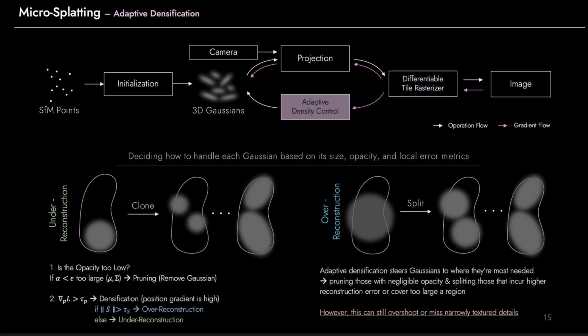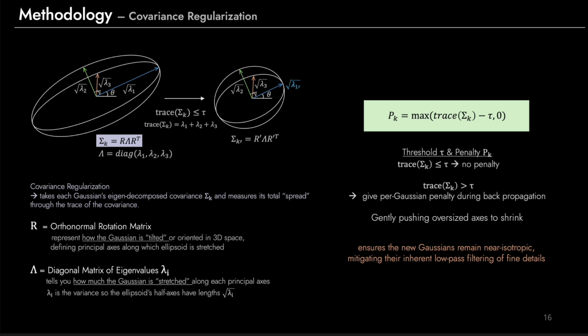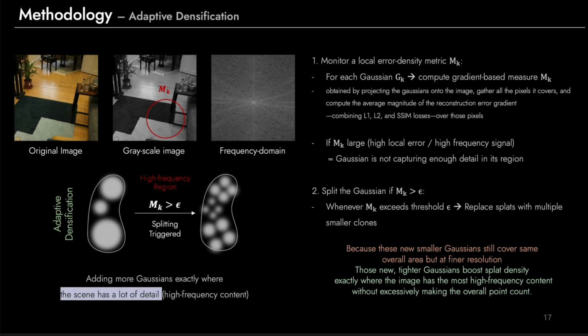We then prune the low opacity splats and split overly large ones if they cause reconstruction error, fine-tuning the splat placement. During this stage, we added 3 techniques. First is the covariance regularization. We measure the spread of each Gaussian through the trace of its covariance matrix. When it's too large, a penalty is applied to shrink it. By measuring error gradients, we detect where more detail is needed and split Gaussians accordingly to increase local fidelity.